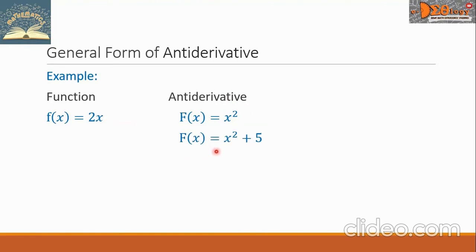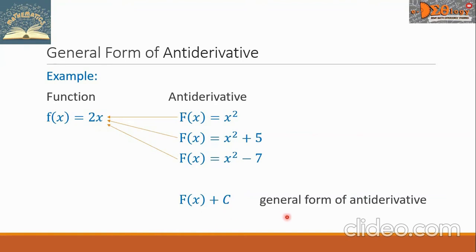F of x is equal to x squared plus 5. The derivative of this function is 2x. Another example is capital F of x equals x squared minus 7. The derivative of this function is the function 2x. So we see here that these three functions are antiderivatives of the function 2x. So we have this capital F of x plus an arbitrary constant c. This is now what we call the general form of antiderivative.